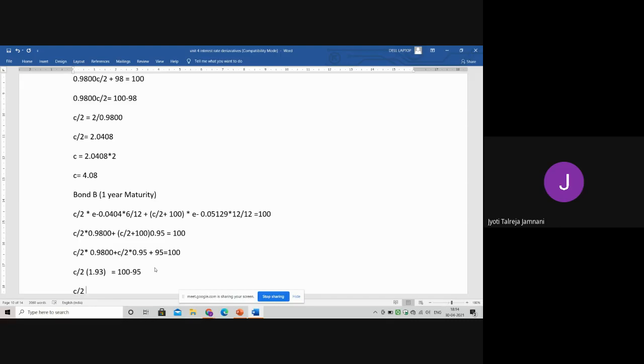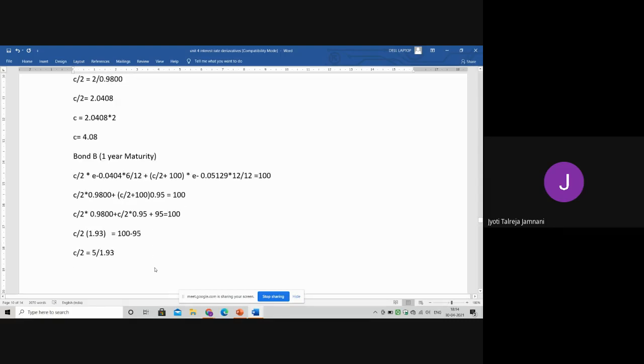C by 2 is equal to 100 minus 95, which is 5, divided by 1.93. If we get that 1.93 this side, 5 divided by 1.93 is 2.5906.